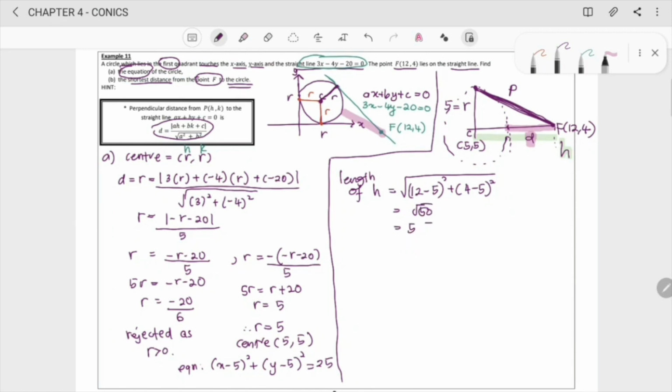So in simple form, H is 5 square root of 2. And then D, the distance of the pink highlight, is H minus the length of the radius. So this is the radius, that one. So the length of H is 5 square root of 2 minus the radius, 5. The final answer is 2.07 units. It must be in at least 3 significant figures. If less than that, you will get a minus mark.